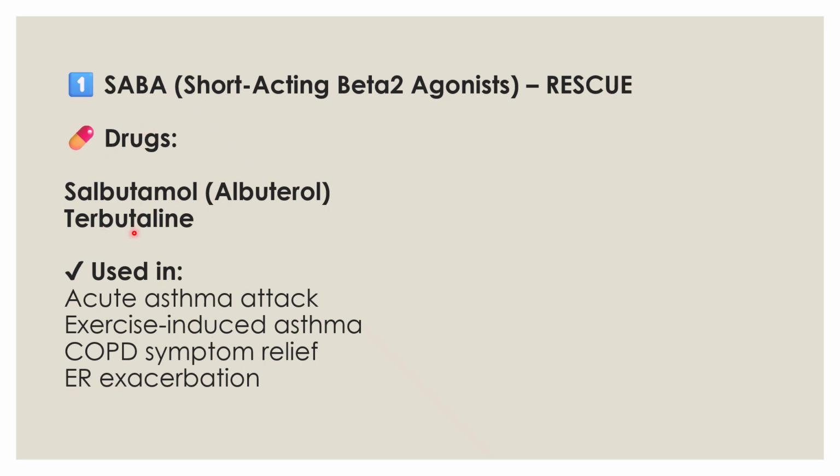What is SABA? SABA is a short-acting beta-2 agonist which is used in an emergency situation. It is used in acute asthma attack, exercise-induced asthma, COPD symptom relief, and ER exacerbation.